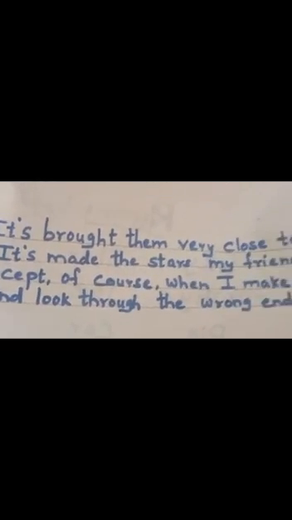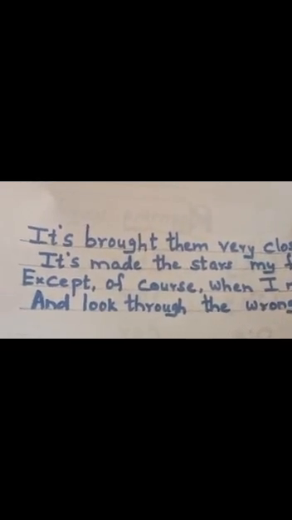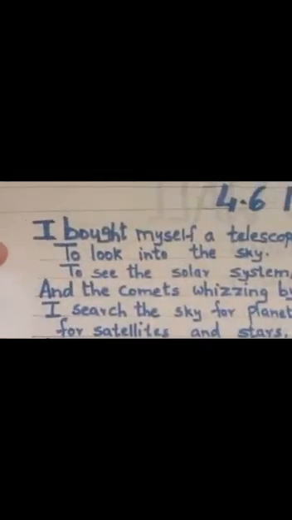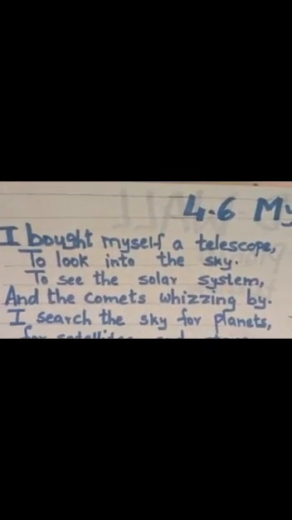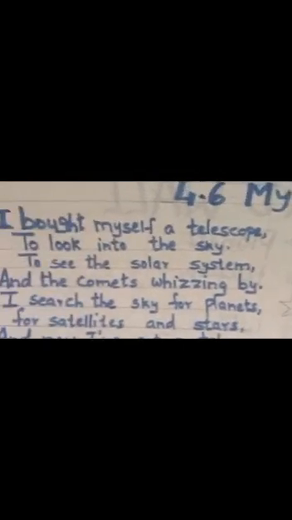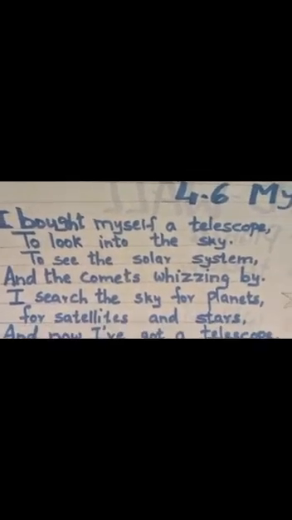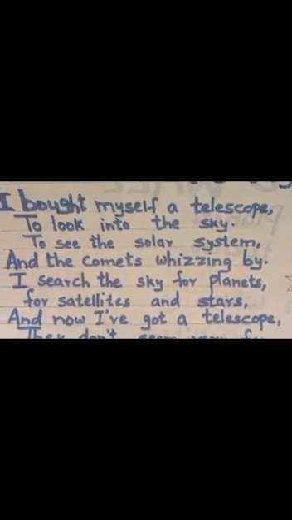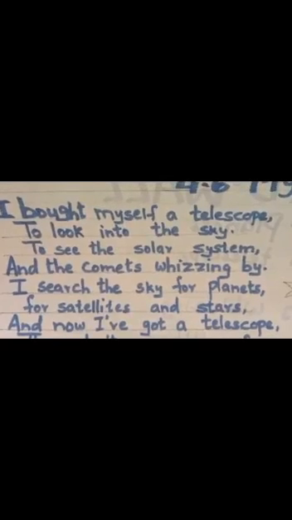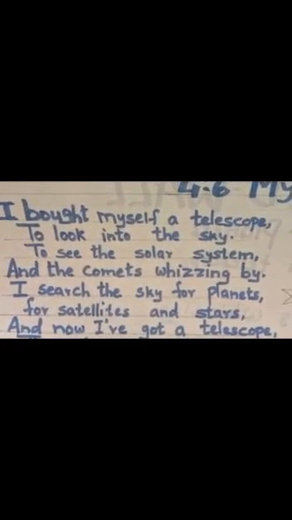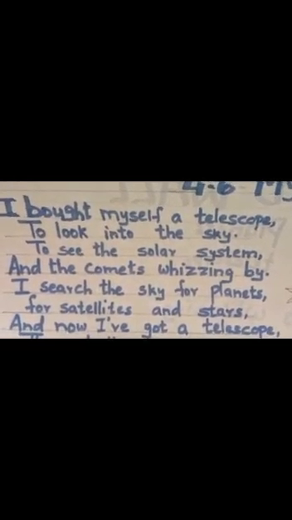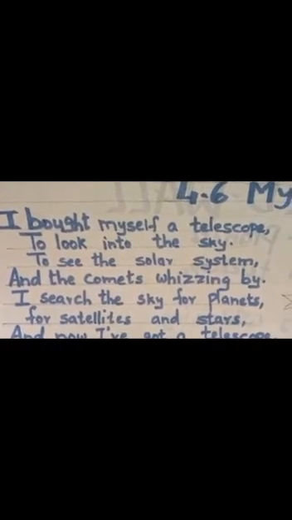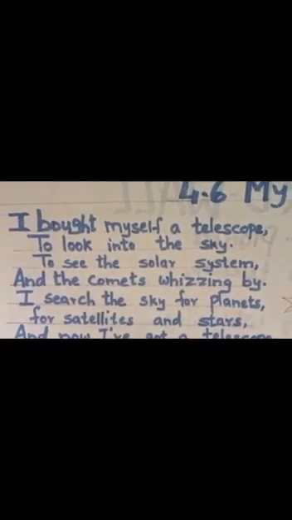So children, again we will go through this poem. I bought myself a telescope to look into the sky, to see the solar system and the comets whizzing by. I searched the sky for planets, for satellites and stars, and now I got a telescope. They don't seem very far. It's brought them very close to me. It's made the stars my friends, except of course when I made a mistake and looked through the wrong end. So children, now you have gone through the explanation of the poem. Now I will show you the word wall.